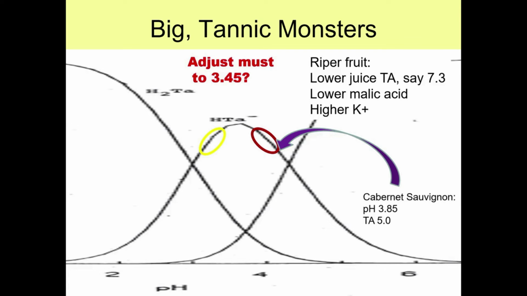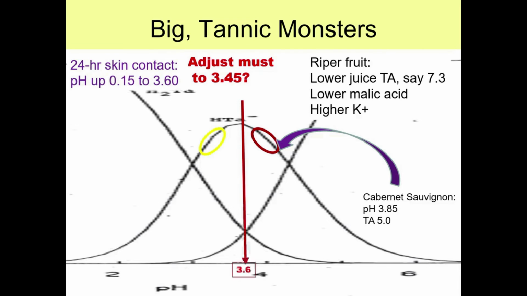So, do we adjust to 3.45? No, not really. We're going to hedge our bets here, see what happens after skin contact. Because a lot of times we have some raisins and we want to soak out so that we get a correct Brix, be able to predict our alcohol content and maybe add some water. Then the pH will want to get adjusted to about 3.6. So this is after 24 hours of skin contact.